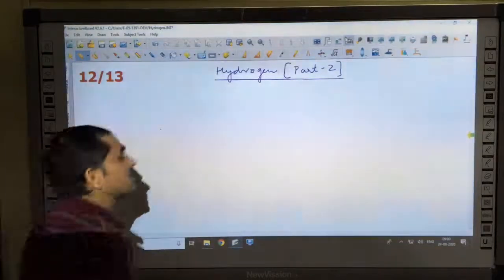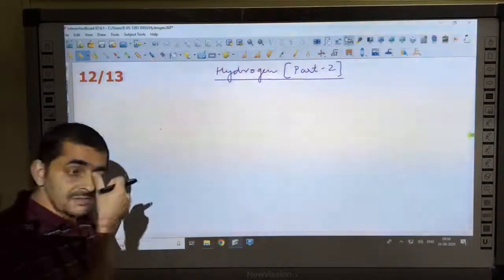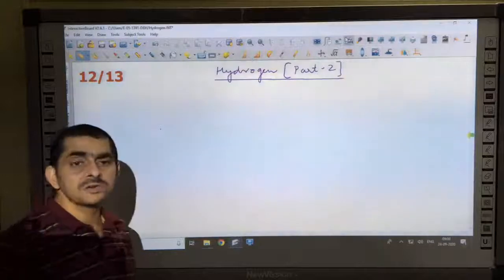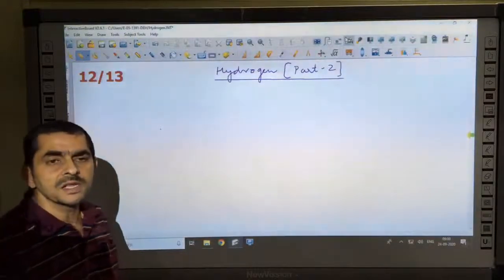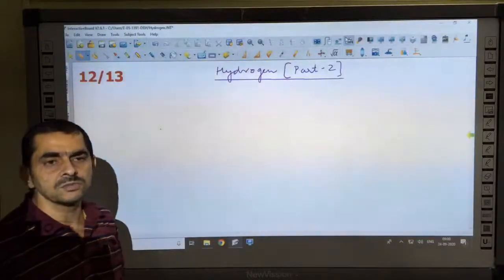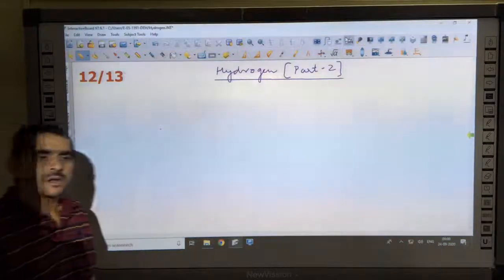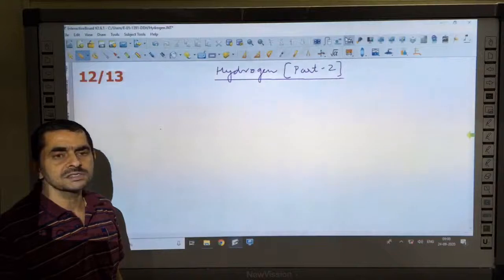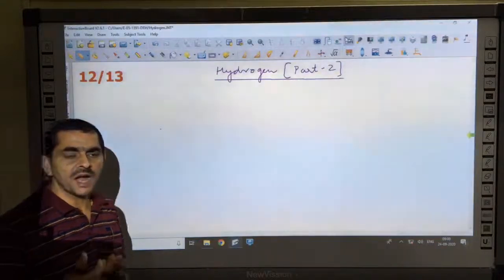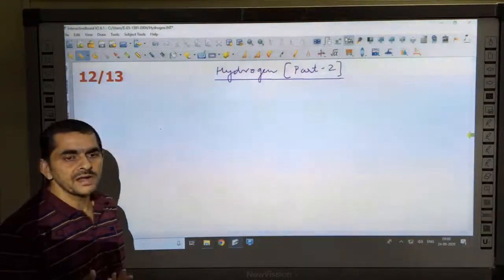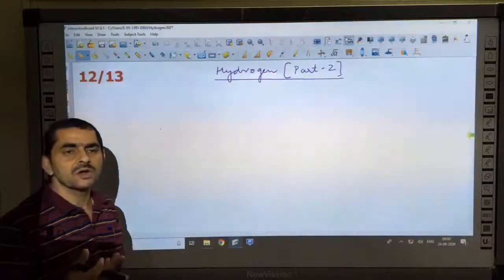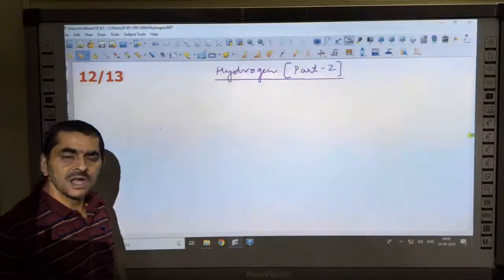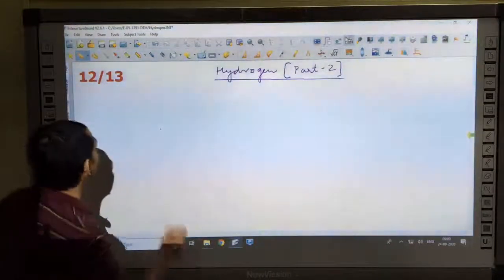Okay, let us continue hydrogen. Yesterday I discussed the position of hydrogen in the periodic table, properties of hydrogen, its isotopes, and the most important part, ortho and para hydrogen. After that we discussed hydrides. There are three types: ionic hydrides, covalent hydrides, and metallic, or you call them interstitial hydrides. Continuing this, let us move on.